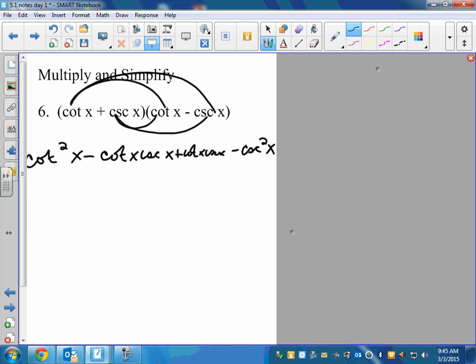Maybe you noticed, to begin with, this was the same thing in both parentheses. One was a plus, one was a minus. So does it make sense that those middle terms are going to cancel out? Well, multiply it out on your paper. You shouldn't need to just copy what I have. You should be able to multiply. Cotangent times negative cosecant is negative cotangent x cosecant x. But I want to do the whole thing. I don't want to skip a step. Cosecant times cotangent is cosecant x cotangent x.